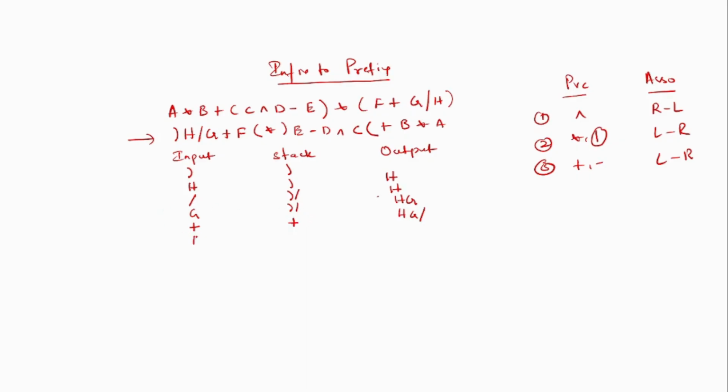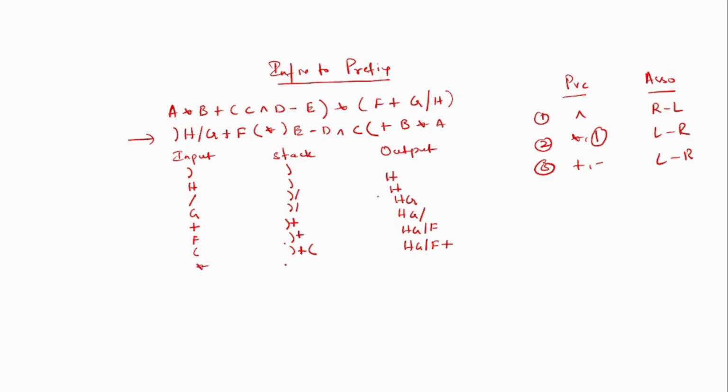Then comes F. F is not an operator. I will write plus as it is and then F here. Then comes open bracket. So here I need to put the close bracket here, right? So close bracket plus then comes the open bracket, right? Open bracket, and then I will write H G by F, and once I have the close and open brackets, I will pop out the plus operator and there will be nothing in the stack right now, right?